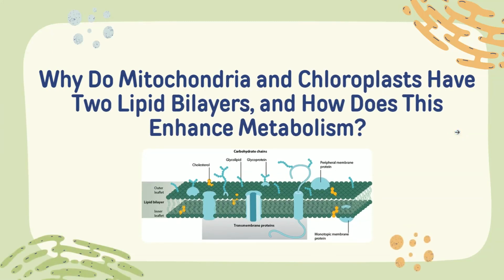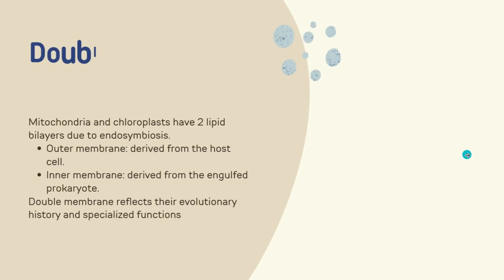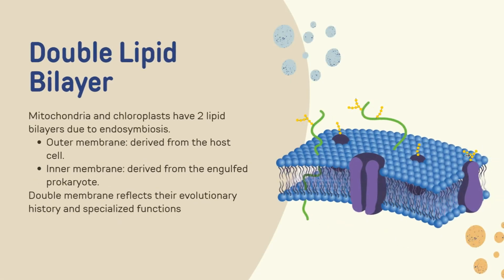The double membrane structure of mitochondria and chloroplasts is the direct result of their evolutionary origin through endosymbiosis. Here's how it happens. When the ancient host cell engulfed a bacterium, the outer membrane of the bacterium became the inner membrane of the organelle, while the host cell's membrane formed the outer layer. This double membrane reflects their shared history.